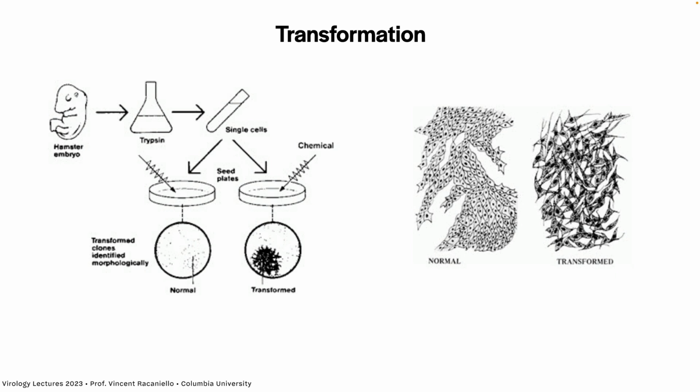On the left, we take a chicken embryo, a hamster embryo, it doesn't really matter. You remove the head and the legs, and then what's left you chop up and treat with trypsin to make single cells, which you then plate on a plastic dish, and the cells adhere. On the dish on the left, we just leave them untreated, and the cells will make what we call a monolayer. They will sit down on the plastic and behave very nicely.